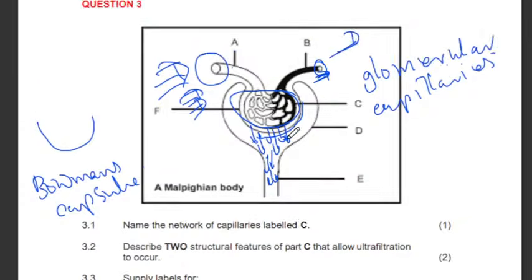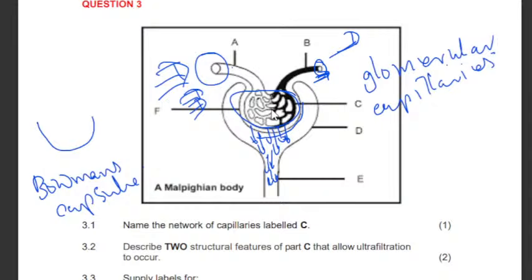So it is easy to allow things to go through. And number two, it is coiled to increase the surface area for this ultrafiltration to happen. You understand? Yes, it's coiled to increase the surface area. Check how coiled it is. Number one is one layer thick, meaning that it allows substances to go through.